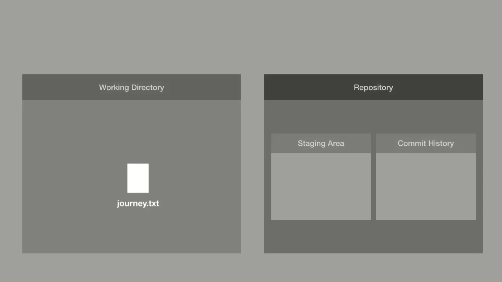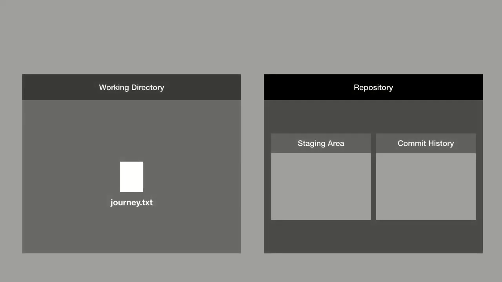In this lesson, I'm going to go over making our first commit. So we start off with our project folder, our repository, and one file in the project folder. Our file, however, is only in our working directory. It's not yet part of our repository, and we're not tracking any changes to it.